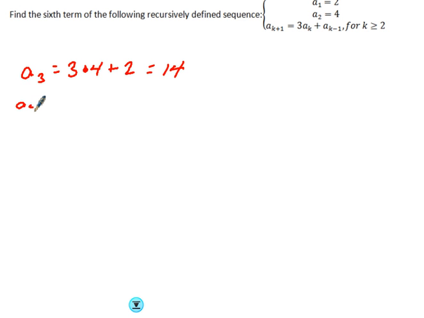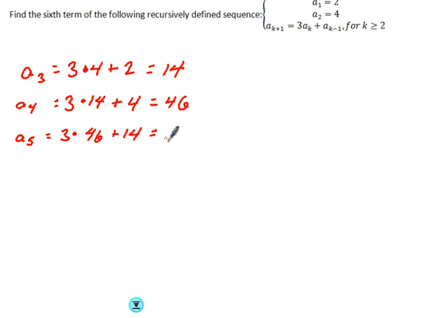Alright, so a sub 4 now, we can say is 3 times the term right before that, so now we're on a sub 3, which was 14, plus the term before that was a sub 2, which was 4. So you combine those, 3 times 14 plus 4 more, that'll give you 46. Okay, so we're going to go with a sub 5, which would be 3 times a sub 4, 46, plus a sub 3, 14, which will give you 152.